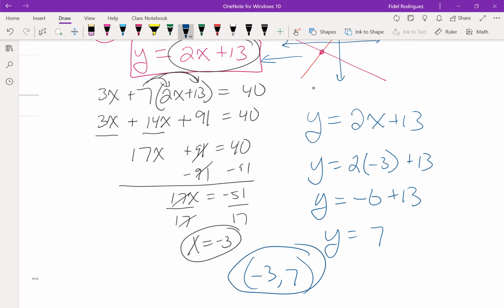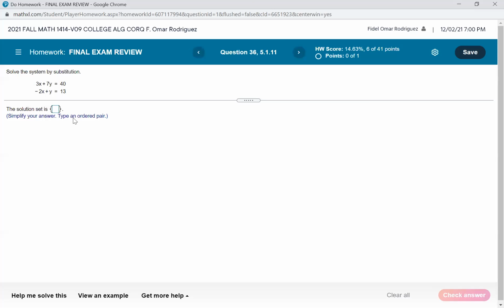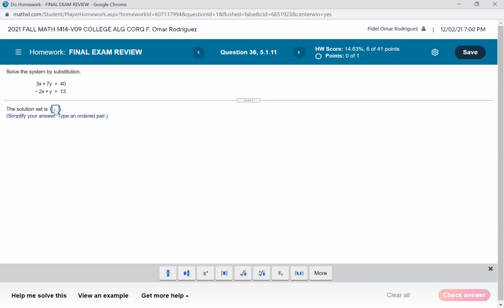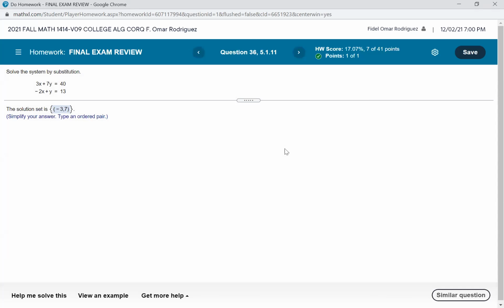So this was number 36, right? Let's come back to 36. Let me share this part here with you, my lab, and it's telling me to write it as a point. So (-3, 7) with parentheses, right? And I'm going to check my answer. Hey, we got it. So that's the method of substitution.